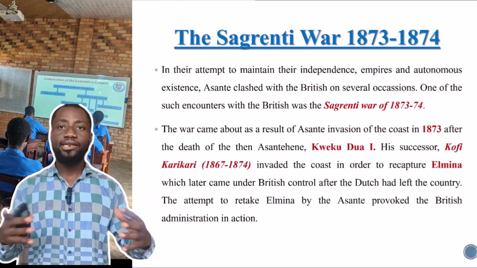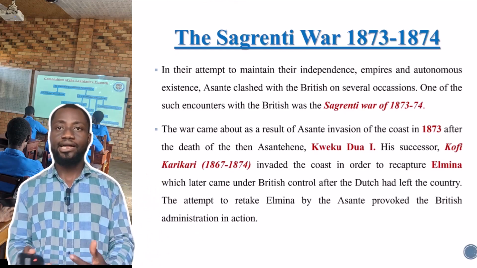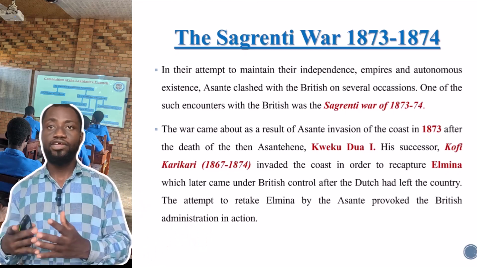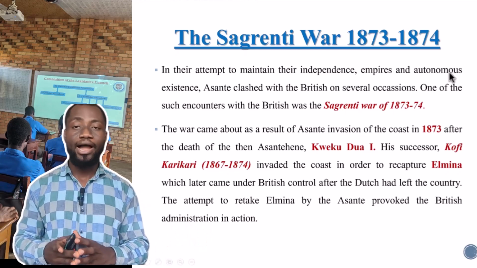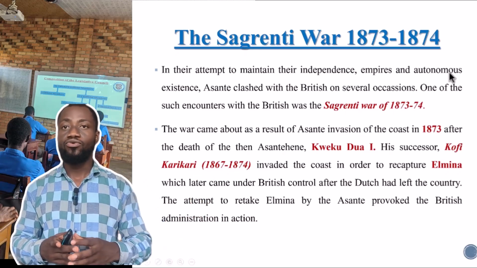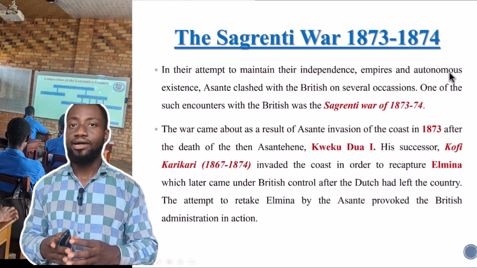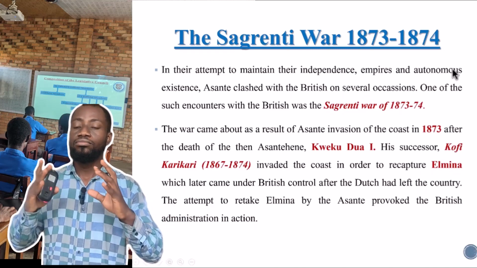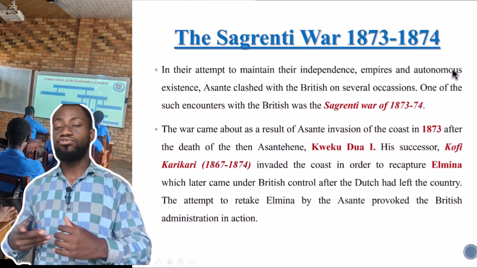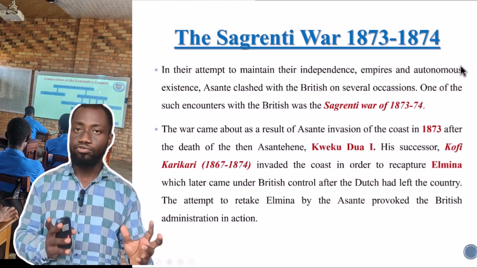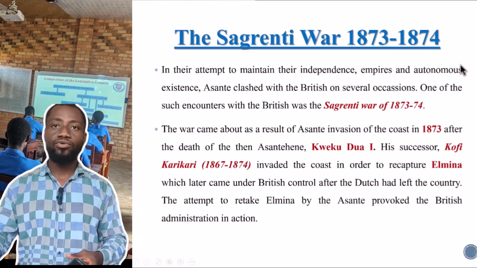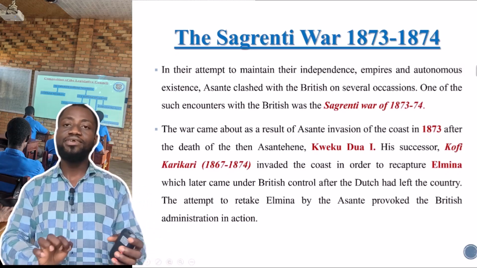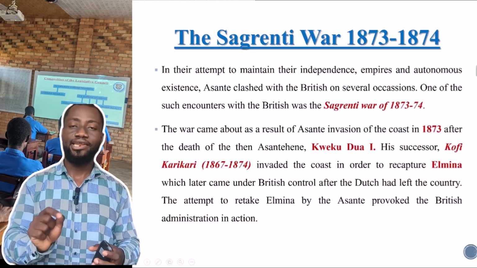So when the exchange happened, it caused a whole lot of issues, especially with the bombardment of the commander who didn't want to be under the Dutch and all of that. So that caused a lot of problems. So the Dutch then decided to leave the coast. So now that the Dutch left the coast, Elmina came to be under the British.